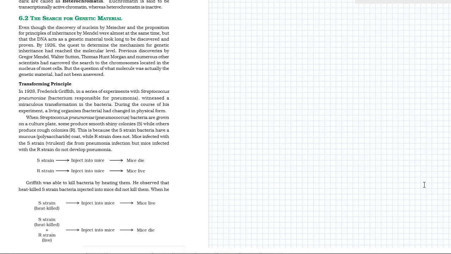Okay, so we are done with the basic packaging of the DNA in our previous class, and right now we are moving on to the next topic, which is 6.2, the search for the genetic material. The search for the genetic material that people did not know.